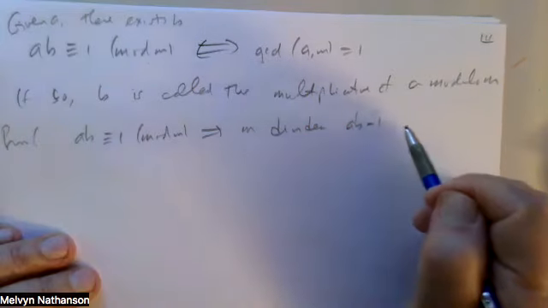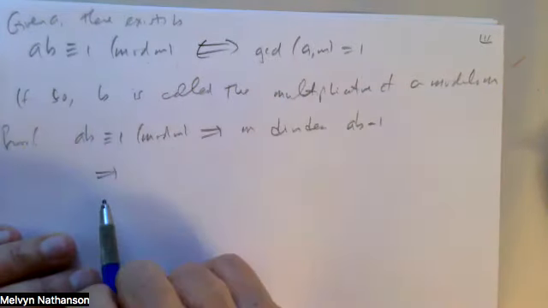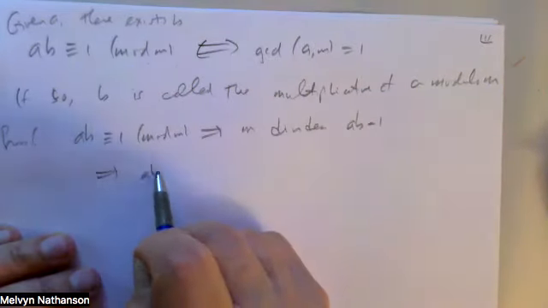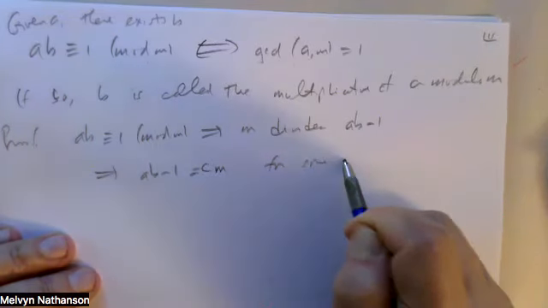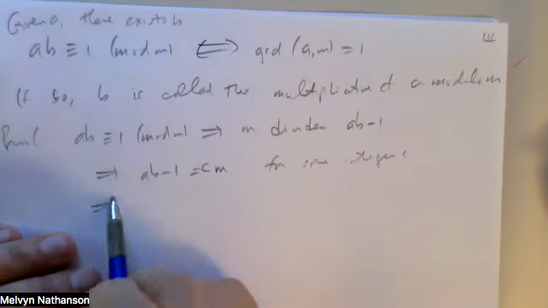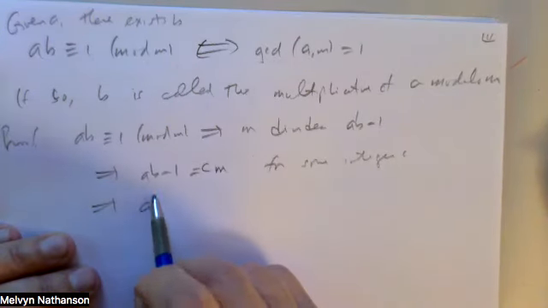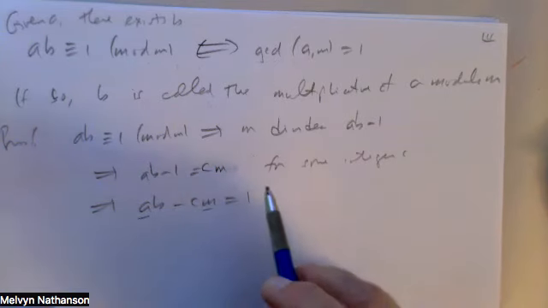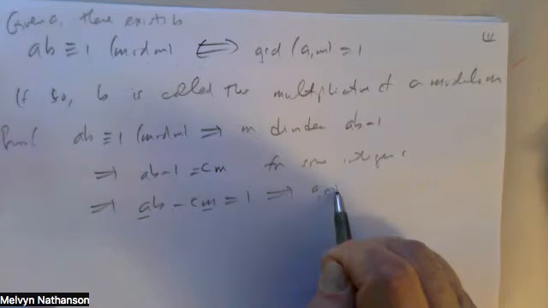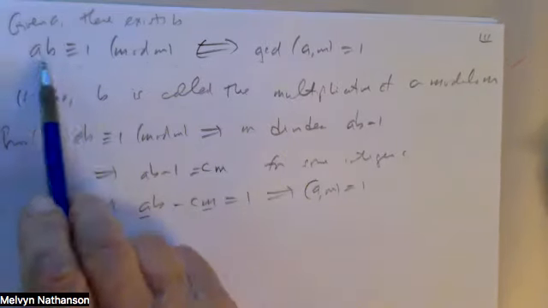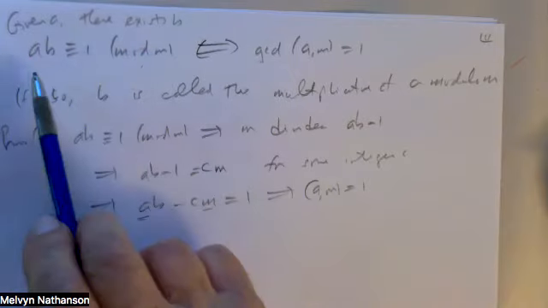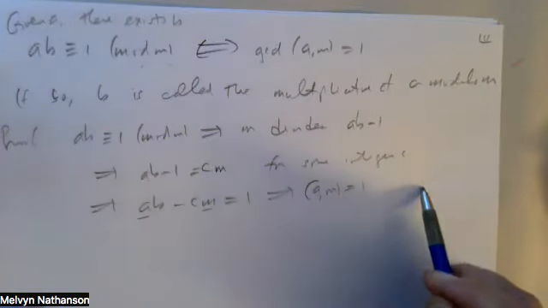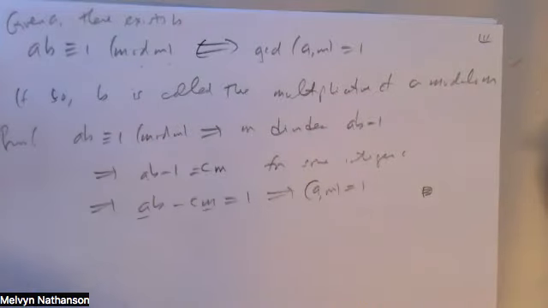divides AB minus 1, which means AB minus 1 is M times some number C, for some integer C, which means AB minus CM is equal to 1, which means any common divisor of A and M has to be a common divisor of 1. So the greatest common divisor of A and M is 1. So if this congruence holds for some B, then A and M have to be relatively prime. That's the proof in one direction.